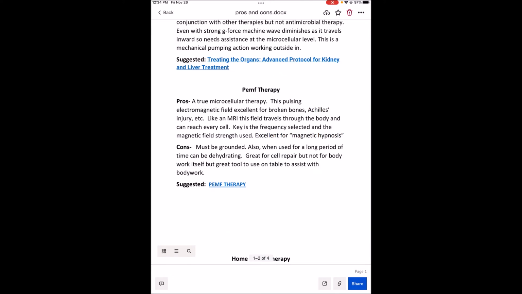Also, it tends to be a dehydrating therapy, so you want to drink plenty of water. And I use hydrogen therapy. When I do this all night long, I actually breathe hydrogen, which is a very hydrating therapy, to balance the PEMF. Otherwise, you're going to feel dry. And if you don't ground it, this field's going to back up in your body.